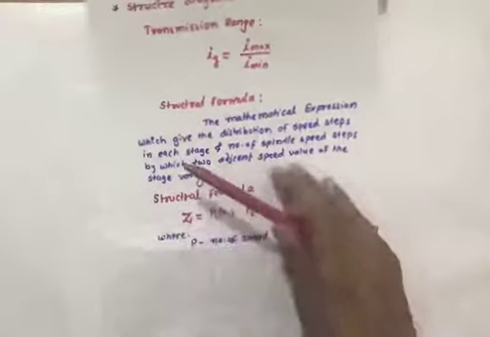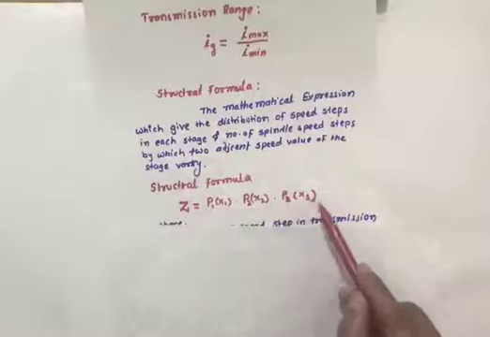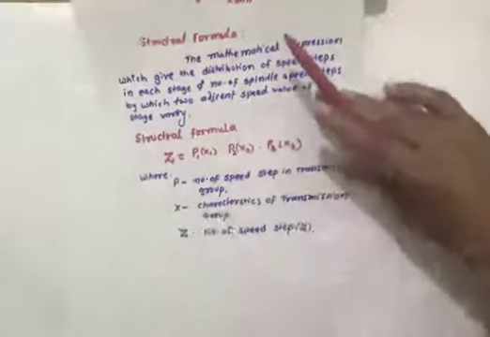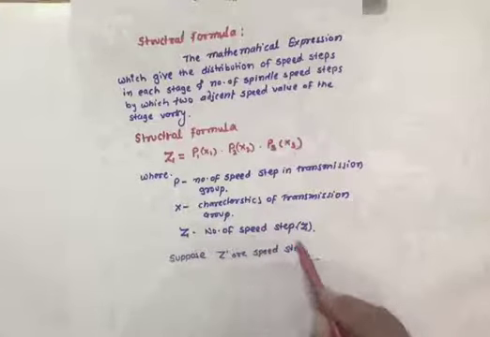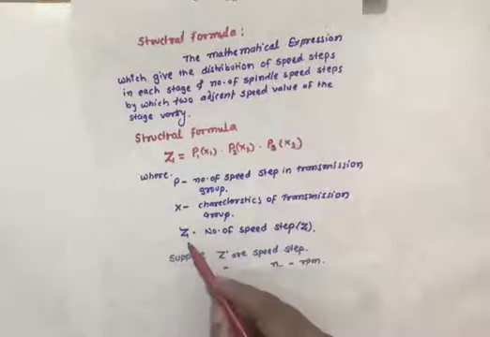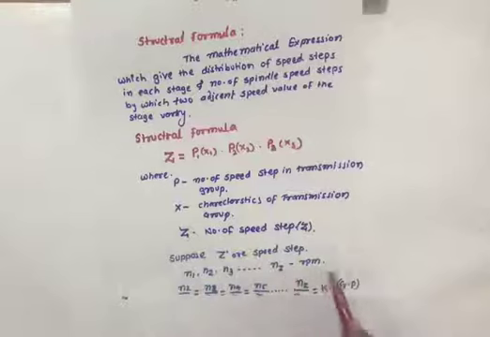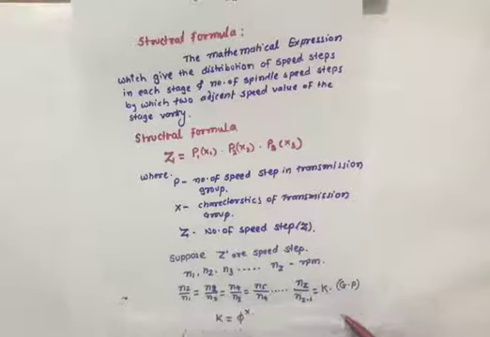The structural formulas are written in terms of Z is equal to P1 x1, P2 x2, P3 x3, where P is the number of speed steps in a transmission group, x is a characteristic of the transmission group, and Z is the number of speed steps. Now if it is 12 speed, then Z is 12. Suppose the speed steps are N1, N2, N3 up to Nz RPM, then N2 by N1, N3 by N2, N4 by N3, N5 by N4 are the K, that is a geometric progression. So K is equal to phi raised to x.